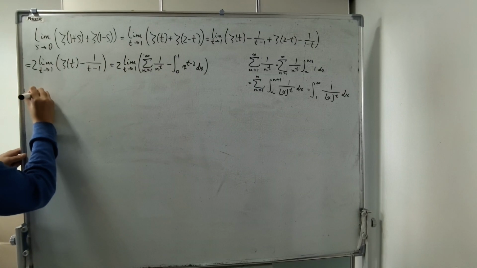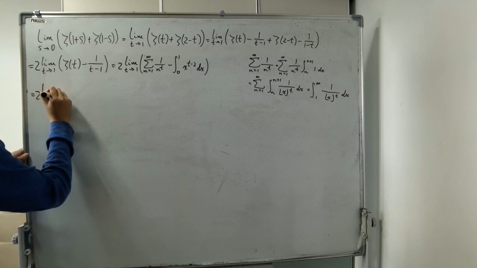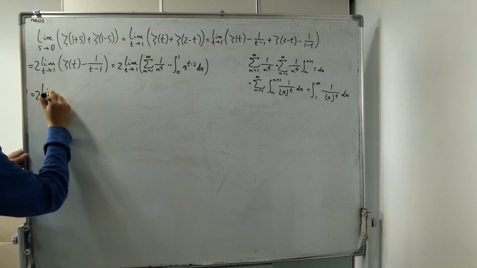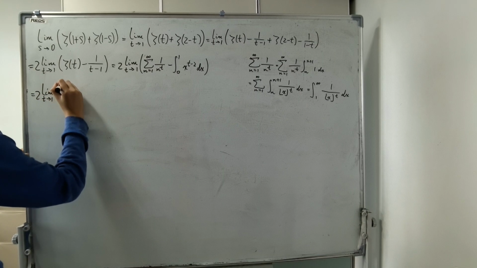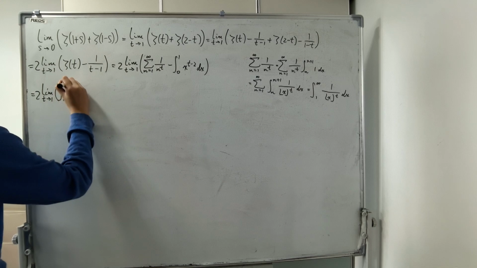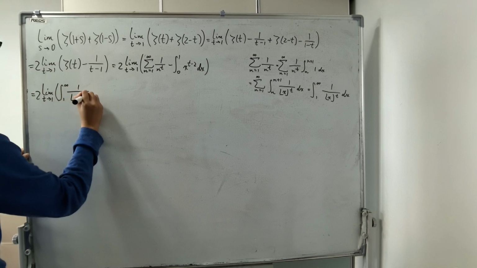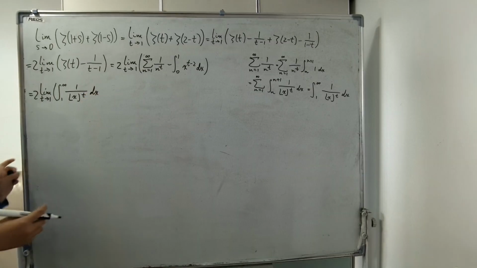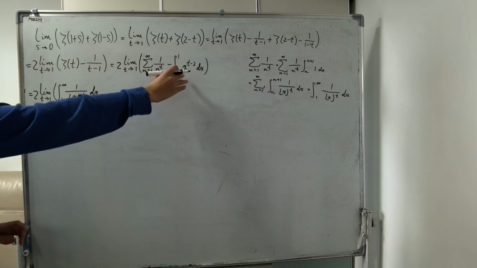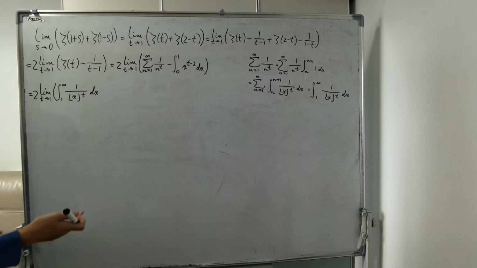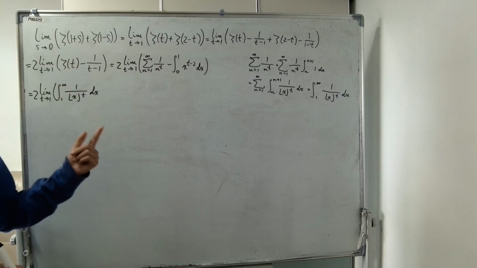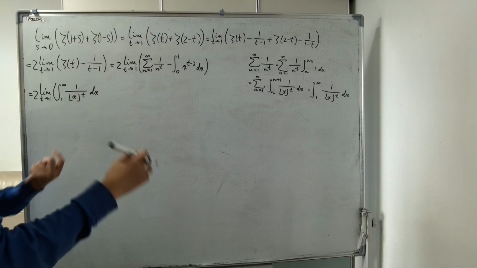This is now equal to twice the limit as t approaches 1. We have, first of all, the integral from 1 up to infinity of 1 over the floor of x to the t dx. Right? And then we have the second integral. And this one is a different bound, from 0 to 1. And we don't really like that. We want to change that.